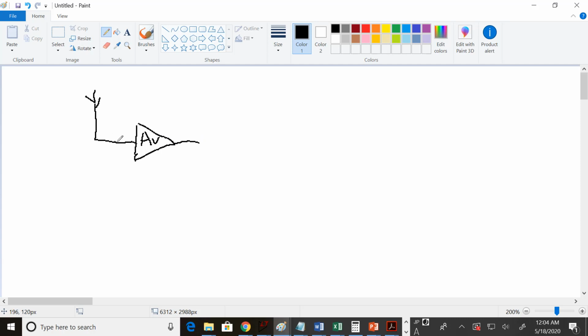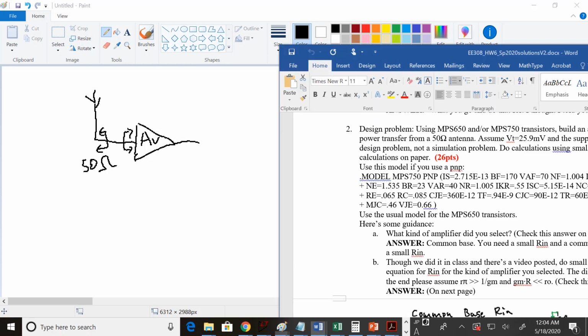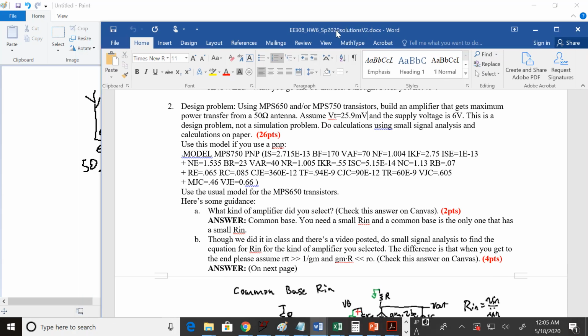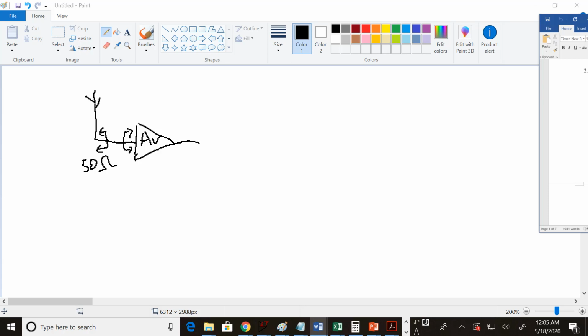But the requirement is that this is seen as 50 ohms looking this direction. This is 50 ohms, and by the maximum power transfer theorem, that means that looking this way you also have to see 50 ohms. If you match the impedances, then you get maximum power transfer. So that's part of the spec. Okay, I gave you the value for VT, and the supply voltage is 6 volts, and this is a design problem, not a simulation problem. So using calculations, small signal analysis, and the lot.